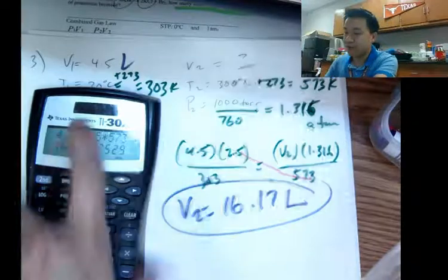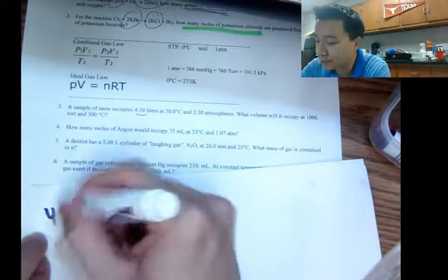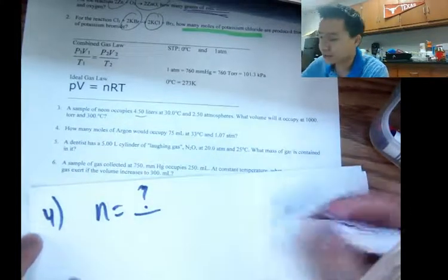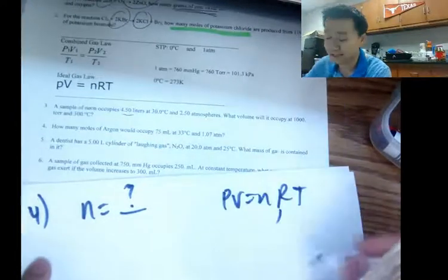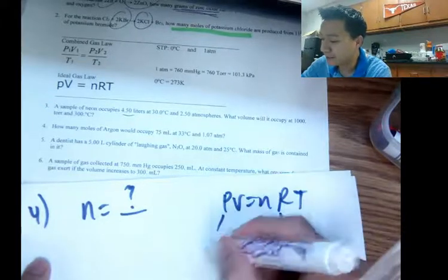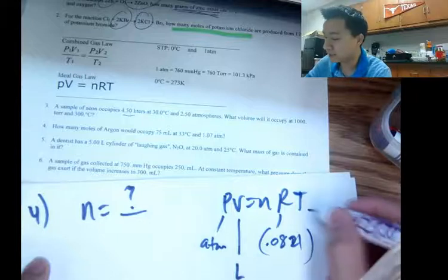Let's go to number 4. How many moles of argon? Number 4. How many moles? So then, therefore, you're looking for an n. So with gas laws, it's going to be PV equals nRT. And remember, R is a constant. It's 0.0821. P needs to be in ATM. V needs to be in liters. Temperature needs to be in Kelvin.